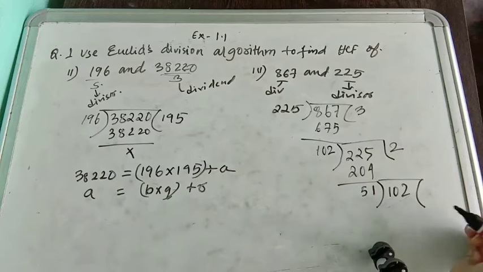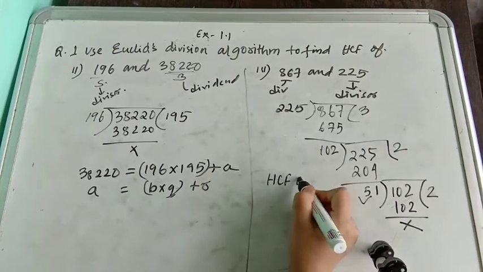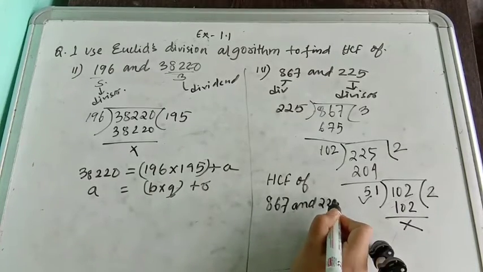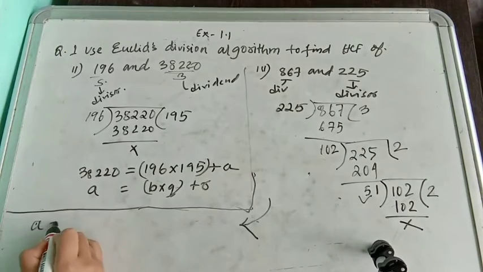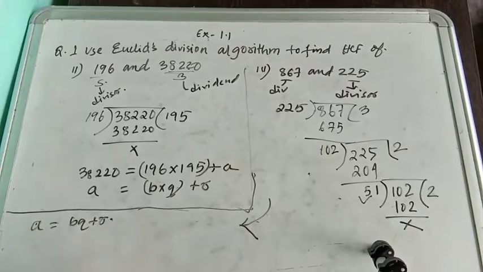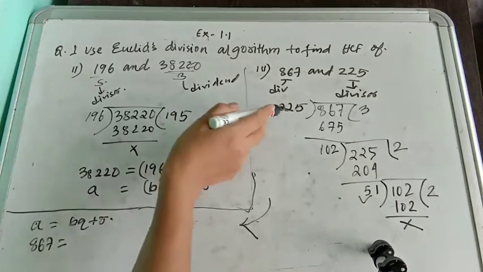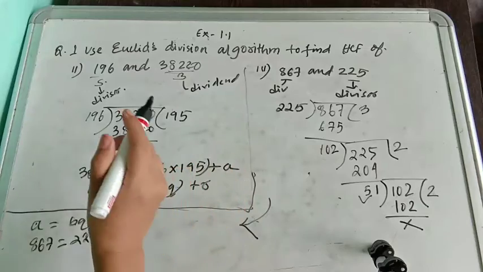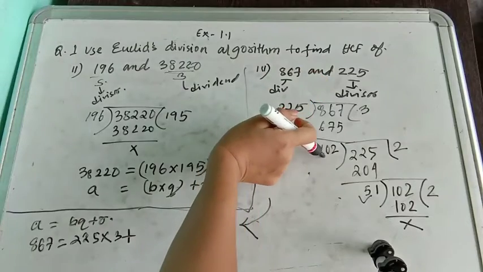Now 51 becomes the divisor and 102 becomes the dividend. So 51 into 2 gives 102 and the remainder is 0. Therefore, the HCF of 867 and 225 is 51. The answer here will be 51 because 51 when divided by 2 gives a remainder of 0. So writing them in the format of Euclid's division algorithm, A equals BQ plus R. Here A is the dividend which is 867 and B is the divisor which is 225. So 225 into 3 which is Q, plus R, that is the remainder 102.